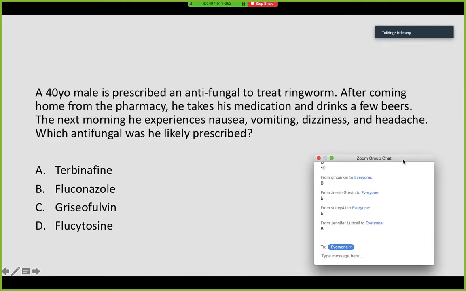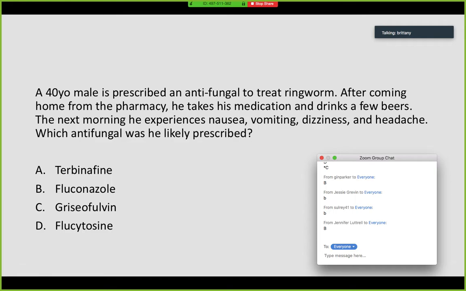A 40-year-old male is prescribed an antifungal to treat ringworm. After coming home from the pharmacy, he takes his medication and drinks a few beers. The next morning, he experiences nausea, vomiting, dizziness, and headaches. Which antifungal was he likely prescribed? Right. So the answer to this one is C, griseofulvin.